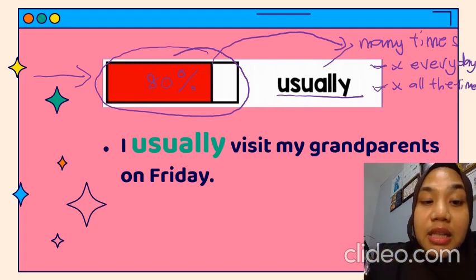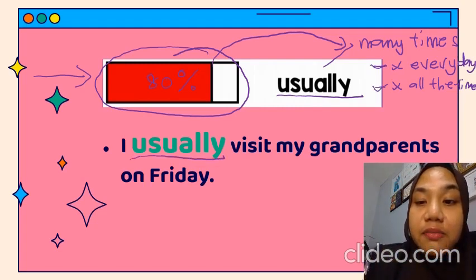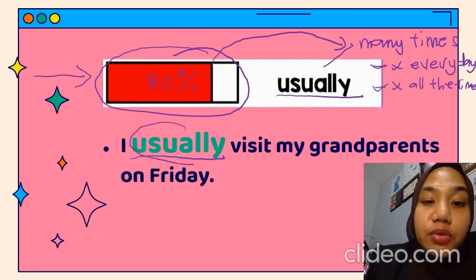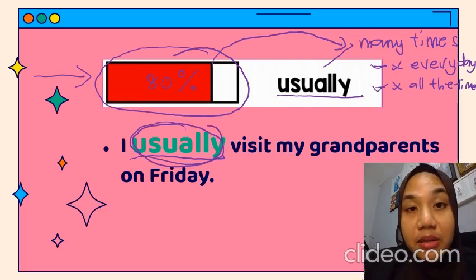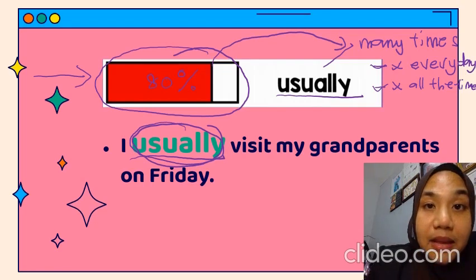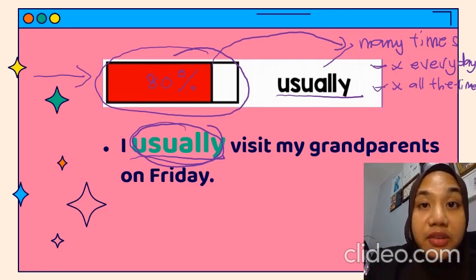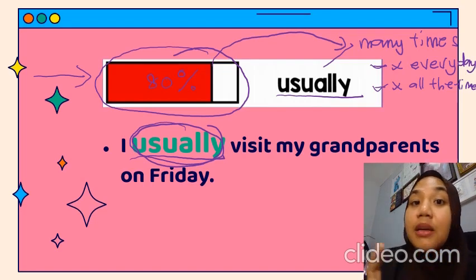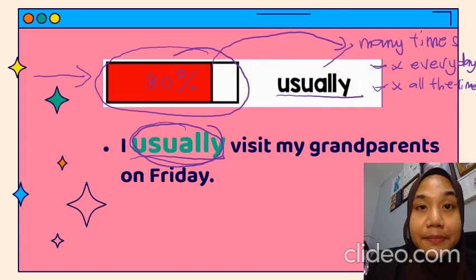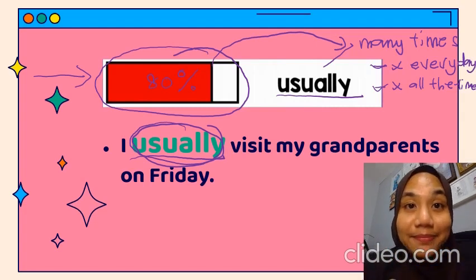For example, I usually visit my grandparents on Friday. Okay, the adverb usually here shows that I often visit my grandparents on Friday. I go visit my grandparents many times on Friday, but not every day, not all the time. Okay, you got me?